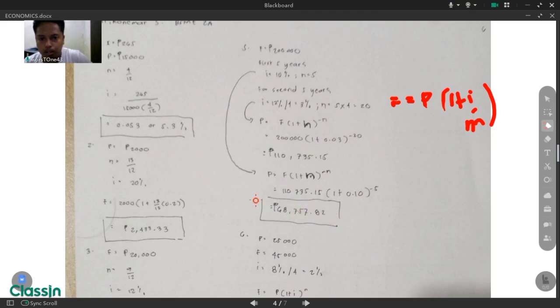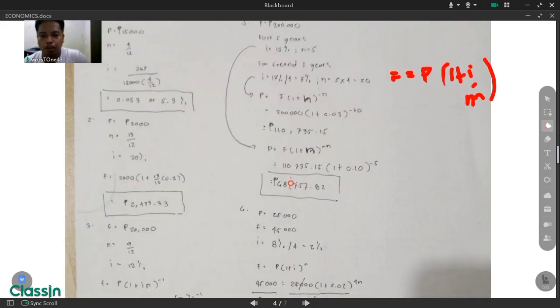68,757.82. So 10 years from now, he will invest 68,757.82 pesos to gain 200,000 if you separate it by the first 5 years and second 5 years, having different interest rates and modes of compounding.